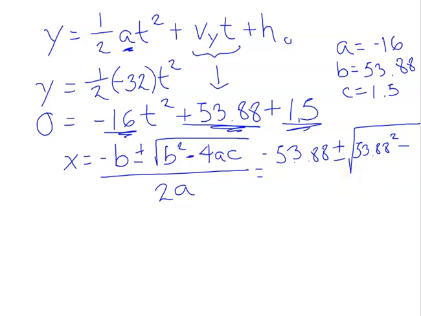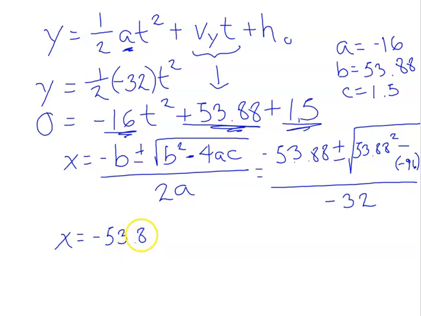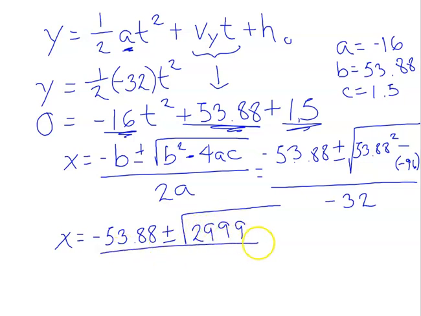and then on the side now in the calculator, I type in 4 times a, which is negative 16, times c, which is 1.5, and that gives me negative 96. I'll worry about the double negative later, just trying to get the values right first. And then over 2a would be over 2 times negative 16, which is negative 32. So bringing everything down, I'm just going to work with what's in the square root. And 53.88 squared minus negative 96, which technically would be plus 96, would give me the square root of 29.99 over negative 32. So I'm actually going to have two answers here.